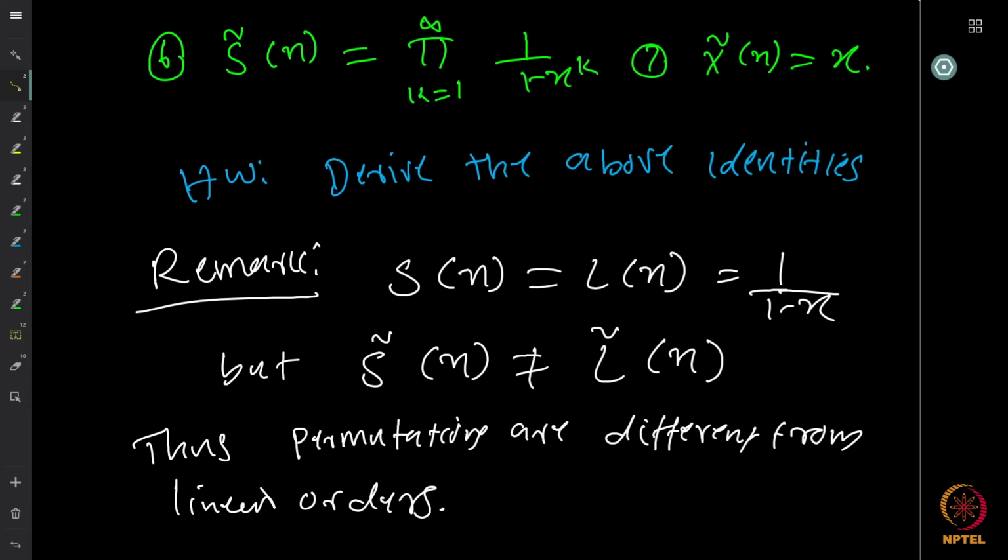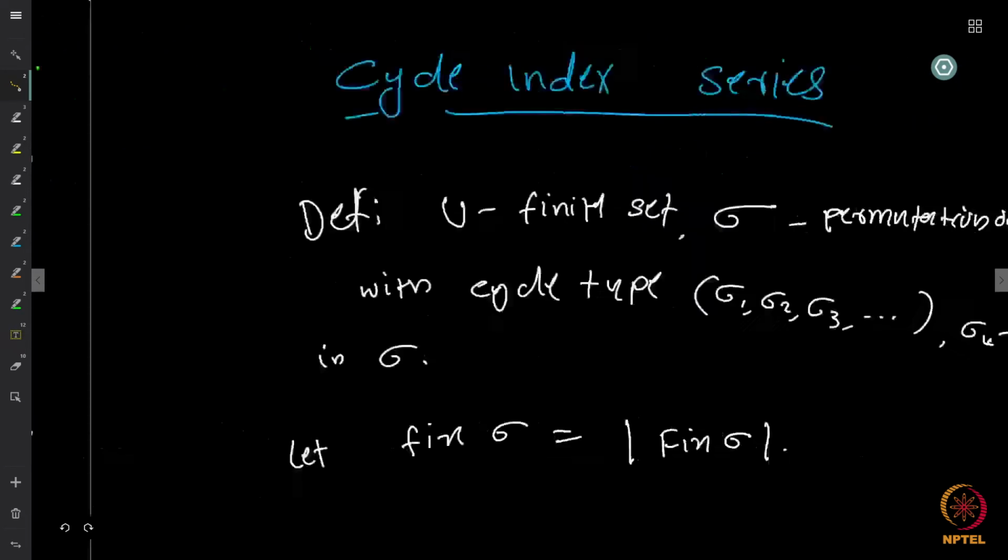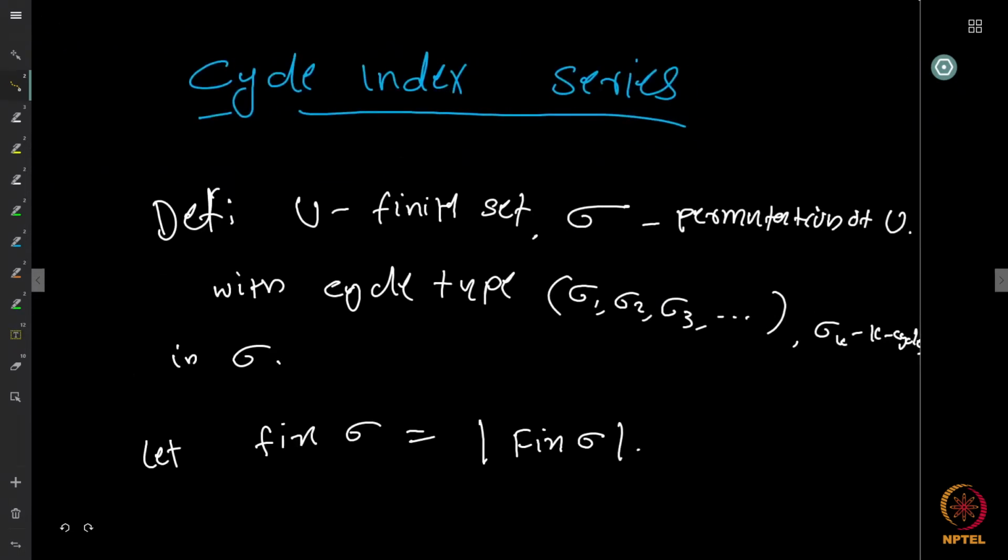Now, some remarks. This is something that I already remarked, that S of x is equal to L of x, equal to 1 by 1 minus x. But S tilde of x is different from L tilde of x. Thus, permutations are actually different from linear orders. Now, let us look at the cycle index series.